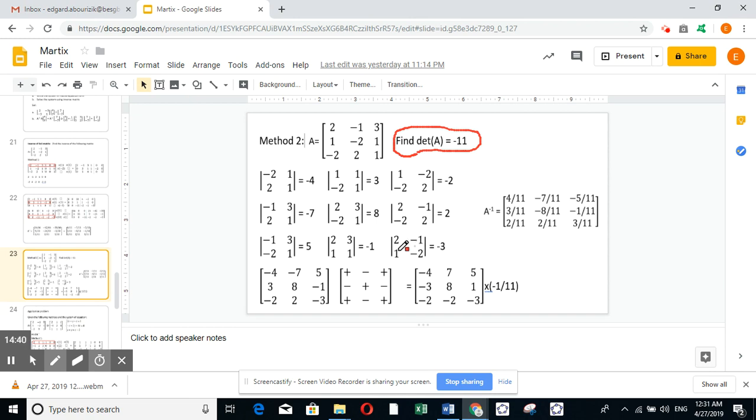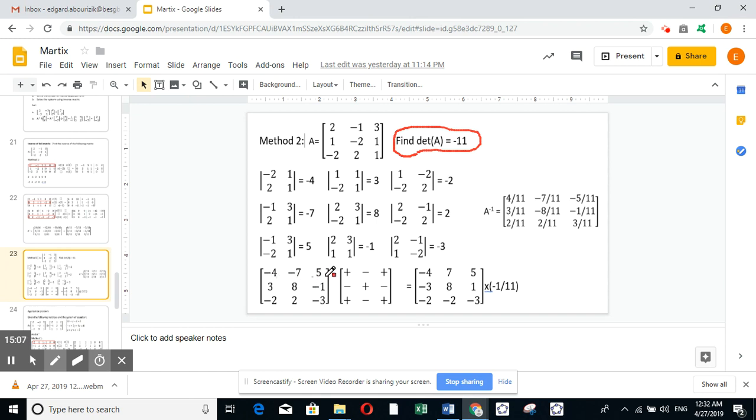So what do we do now? We write these numbers, minus 4, 3, 2, minus 2, not horizontally, we write it vertically. Minus 4, 3, minus 2, minus 7, 8, 2, 5, minus 1, minus 3. Then we put a matrix of signs: plus, minus, plus, the opposite sign minus, plus, minus, then a plus, minus, plus.